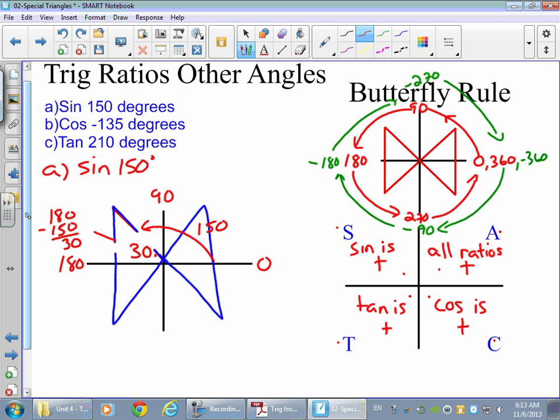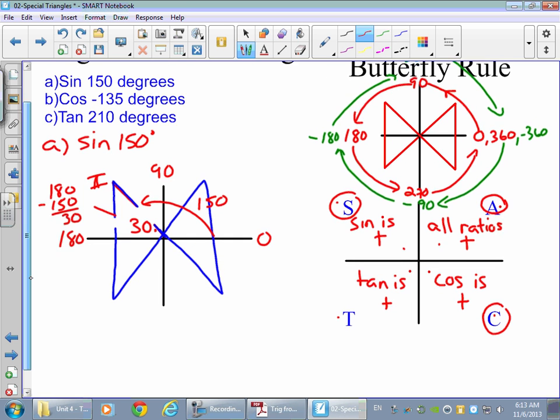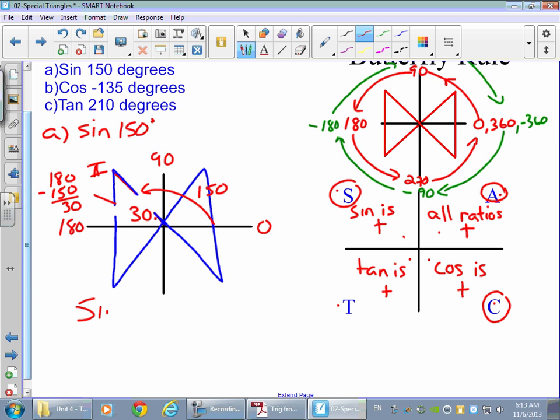And the only question is, in this quadrant, the second quadrant, is sine positive or negative? From before, that's another one, cast, C, A, S, T, S. So sine is positive up here. And so that means that sine of 150 is actually exactly equal to sine of 30. And sine of 30 we saw before was 1/2.